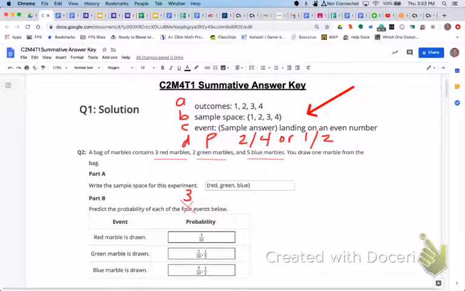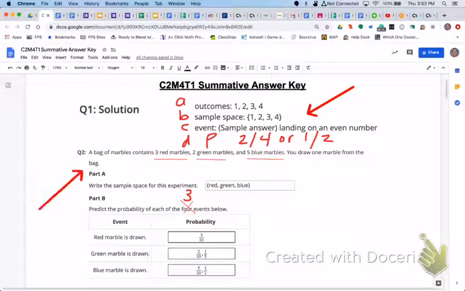That event then that you picked would affect the probability. For this particular sample answer, the probability of landing on an even number would be 2 out of 4 or 1 out of 2. Again, if you picked a different event, as long as that event matched up with your probability, then you would be fine.